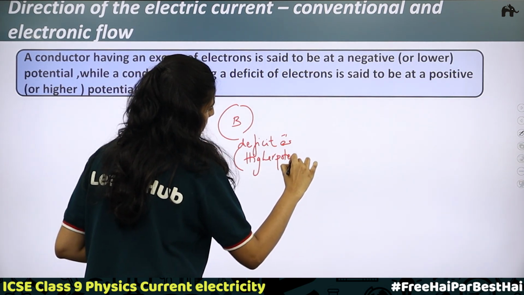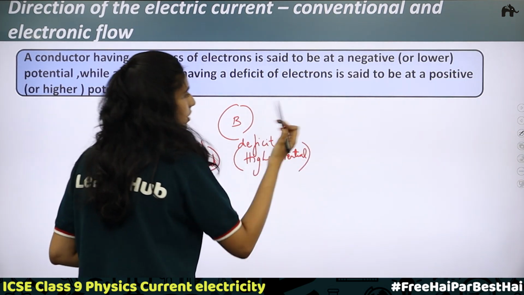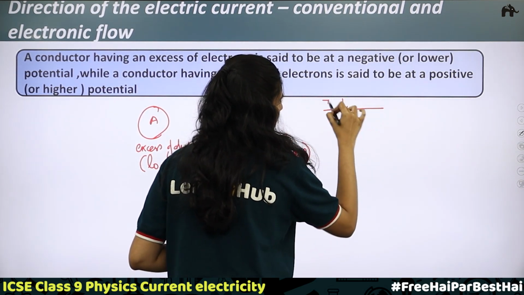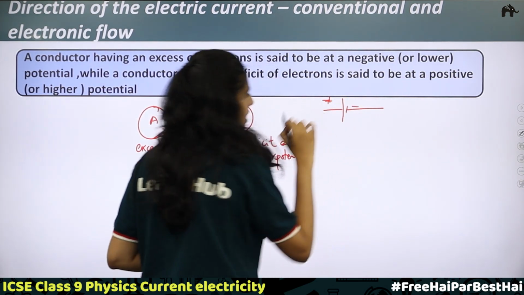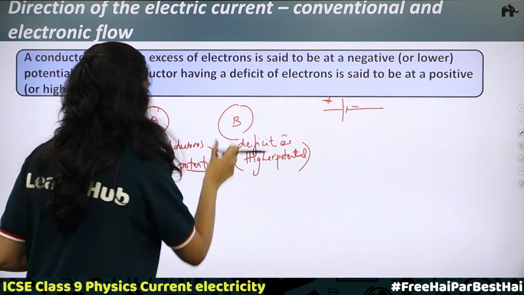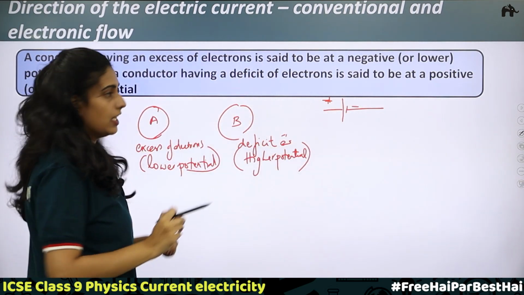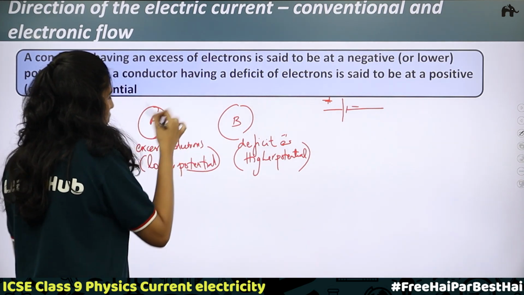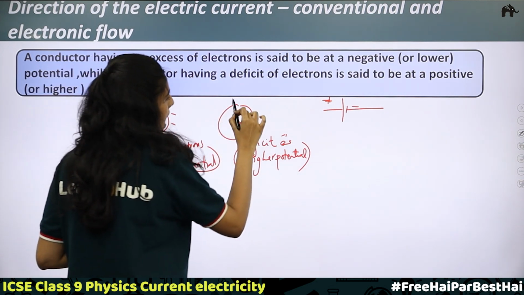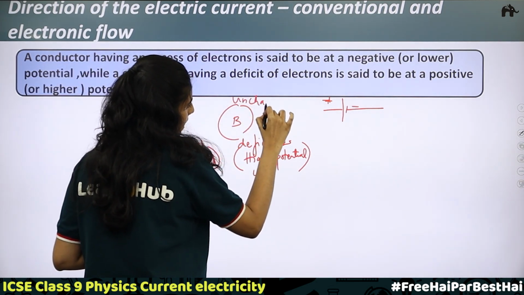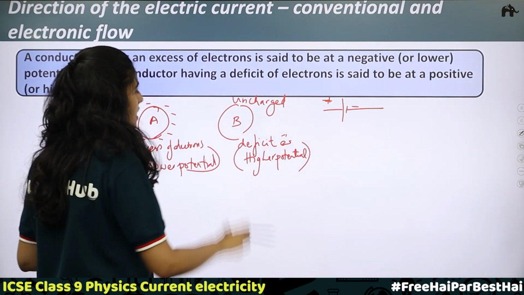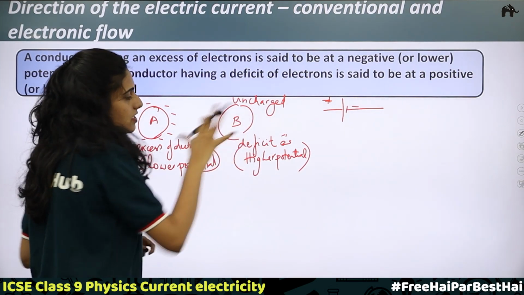For example, when you take a battery or a cell, positive terminal, negative terminal. Positive terminal means higher potential and negative terminal is the region of lower potential. So higher potential and lower potential. Now, excess of electrons, for example, when you take a negatively charged conductor and an uncharged conductor. In this case, comparing with the uncharged conductor, you can see there is a deficit of electrons here.